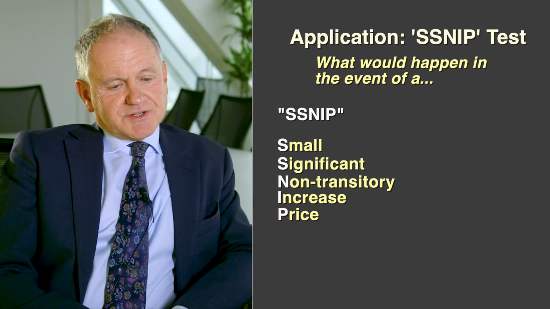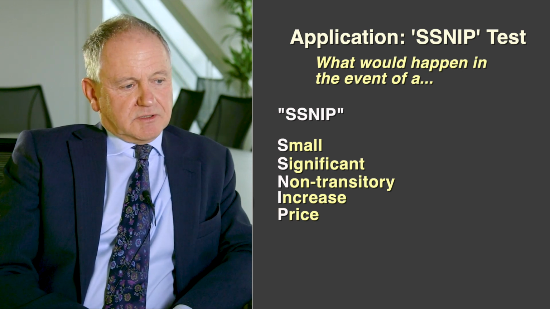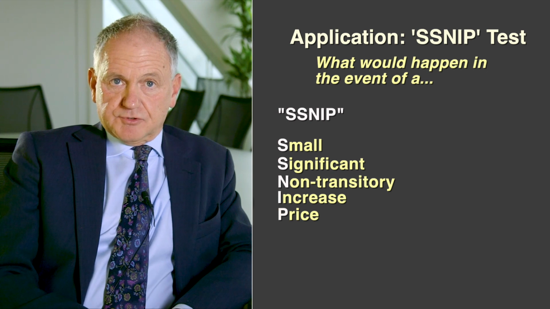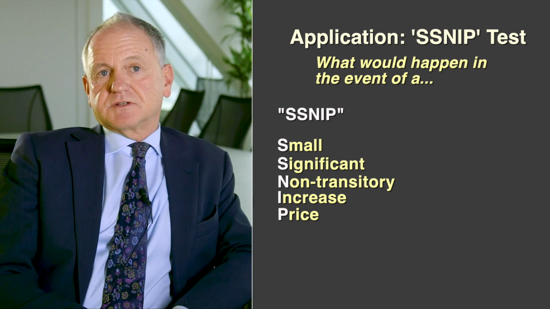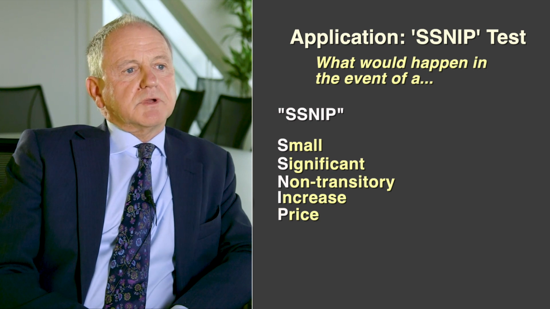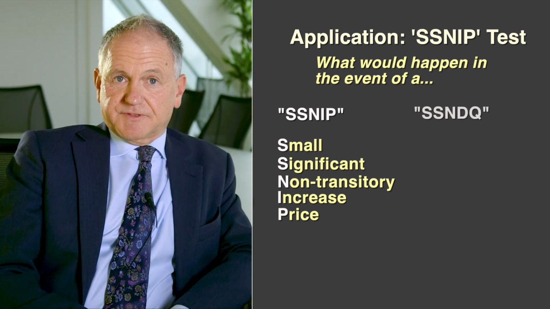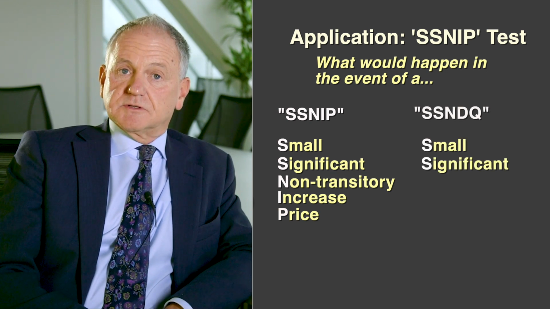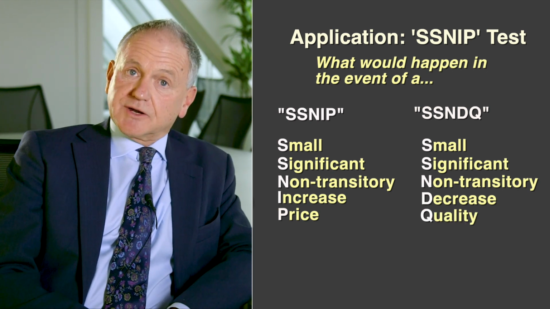Of course, it's not always the case that people compete on price. They might compete on the quality of the products that they produce. So if that's the parameter of competition in which we're interested, there's no point in asking about a SNP, an increase in price. We might ask what would happen in the event of a decrease in quality. What if there were to be a small but significant, non-transitory decrease in the quality of products? Would that cause people to divert from the apples to the oranges?